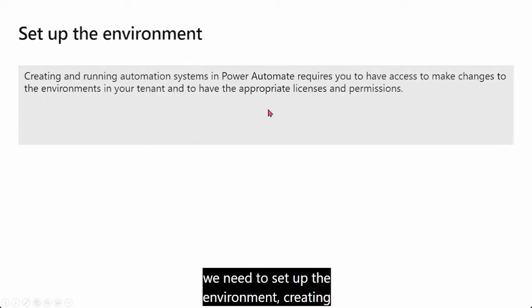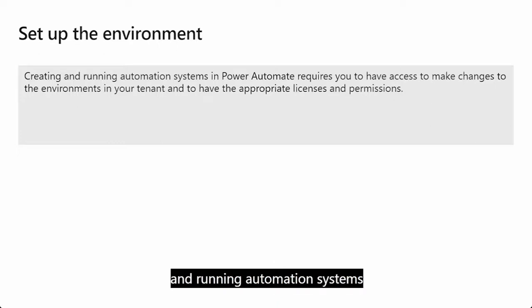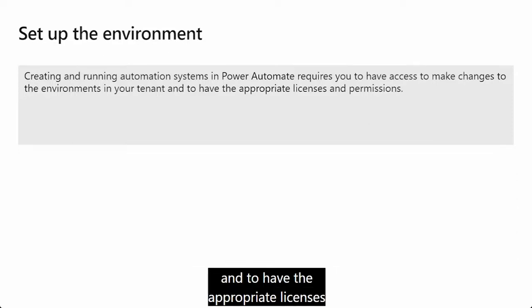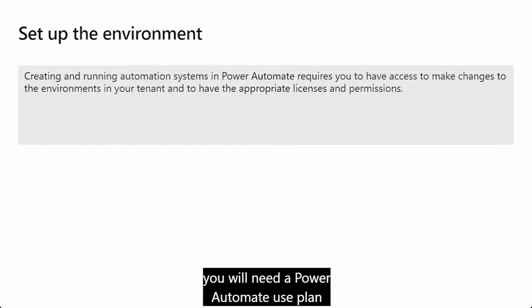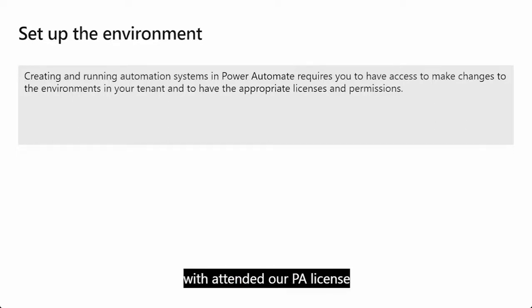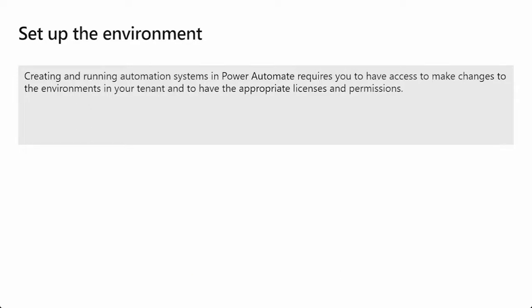So first of all, we need to set up the environment. Creating and running automation systems in Power Automate requires you to have access to make changes to the environments in your tenant and to have the appropriate licenses and permissions. If you don't already have admin access to a valid tenant, you might want to start a free trial and then try with that. In addition, you will need a Power Automate user plan with attended RPA license to complete this module. You can sign up for a free trial if you don't already have this license.